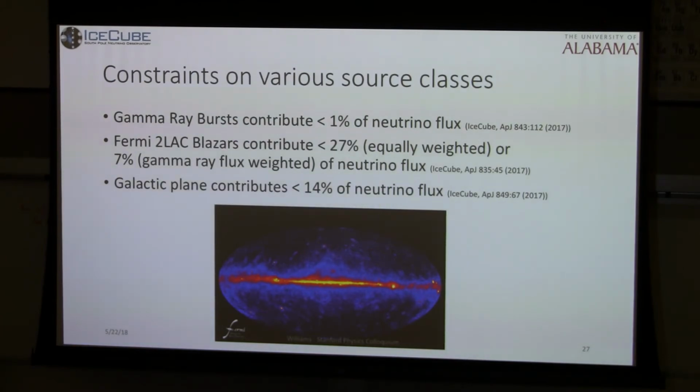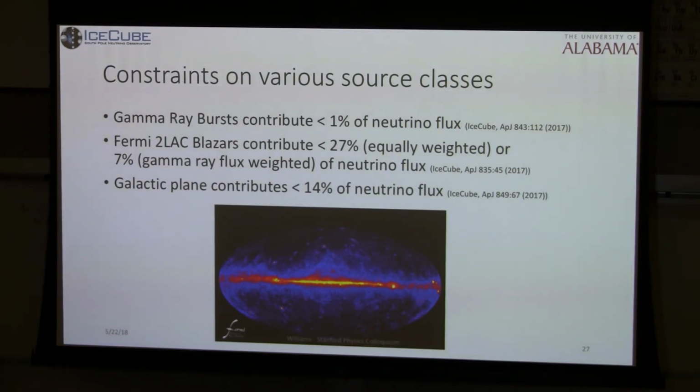We have never seen a neutrino in temporal and spatial coincidence with a gamma ray burst. And because there's a tight time window around gamma ray bursts, that allows us to eliminate a lot of background and set the tightest constraints. So gamma ray bursts contribute less than 1% of the high energy neutrino flux.